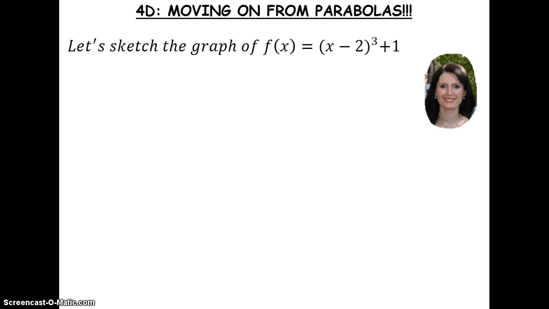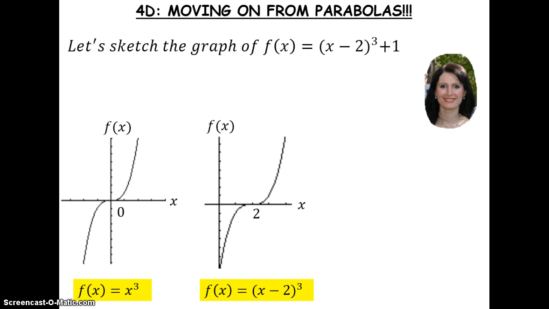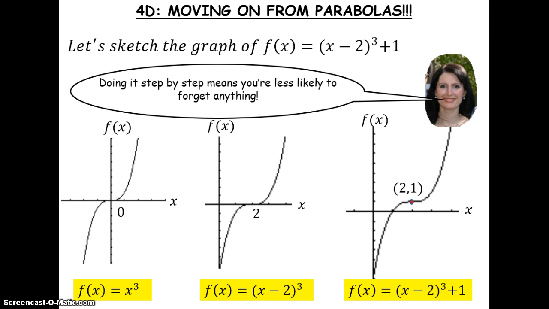Today we're moving on from parabolas and we're going to sketch the graph of f(x) = (x - 2)³ + 1. It's a good idea to think of the basic graph of f(x) = x³ for a start, and then think about what you do to that in steps. So first of all, we would move 2 units to the right. So now we would have our point of inflection at (2, 0). We then have the +1 to worry about, so we move up 1, giving us a new point of inflection at (2, 1), and there it is. If you do it in steps, it means you're less likely to forget something.